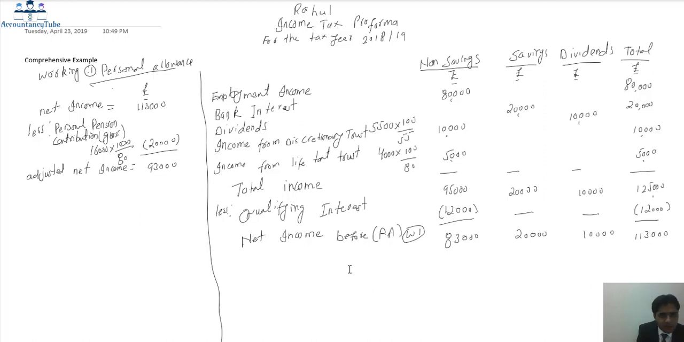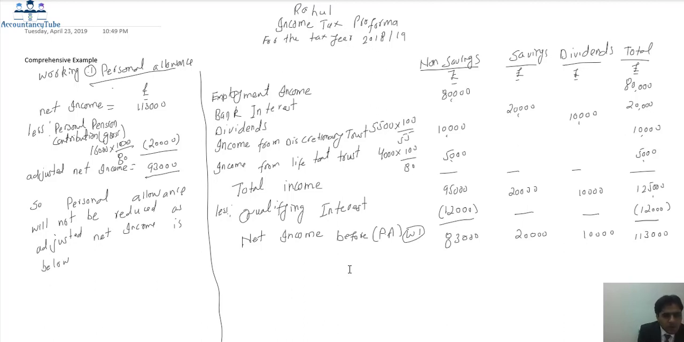So our adjusted net income in this case is £93,000, and we know that when adjusted net income is less than £100,000, the personal allowance will not be reduced as adjusted net income is below £100,000.